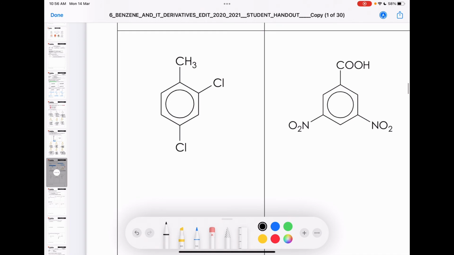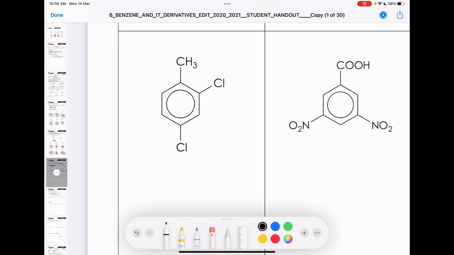Then let's proceed with these questions. Again, identify which one will be the parent chain. Of course it will be this, which is toluene. So our numbering will be 1, 2, 3, and 4. So our naming will be 2,4-dichlorotoluene.